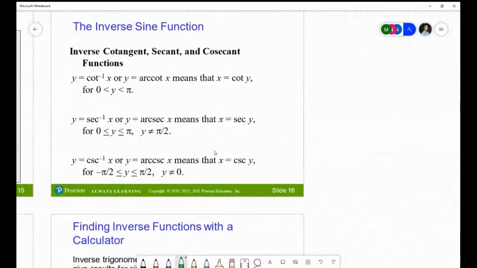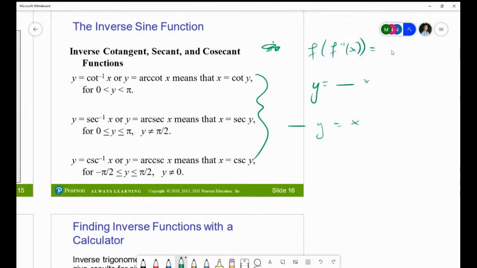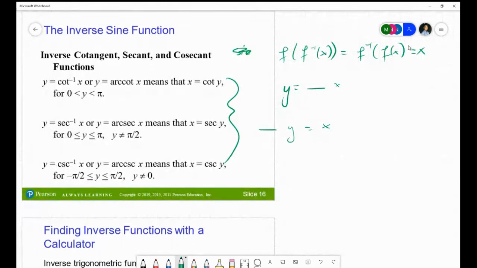And here I just explained what I've been using. If you're taking y equals any inverse function of x, that means that the function of y equals x. Be aware that, in normal notation, f of f inverse of x is the same thing as f inverse of f of x, and they all equal x. And this is true for any function, assuming that the inverse exists.